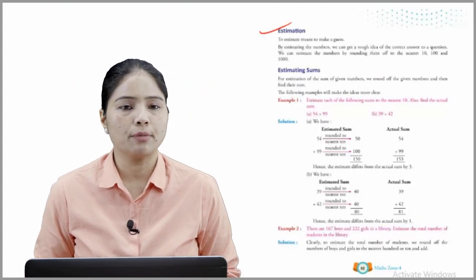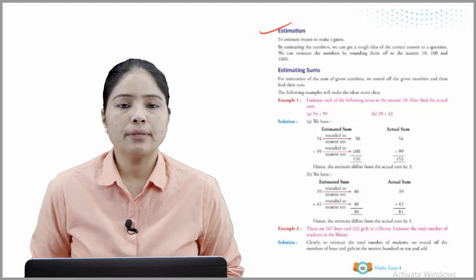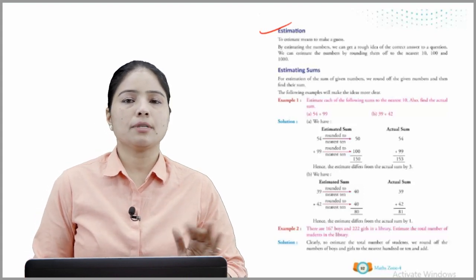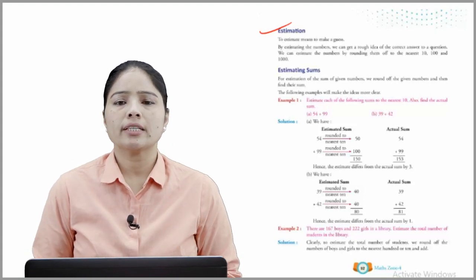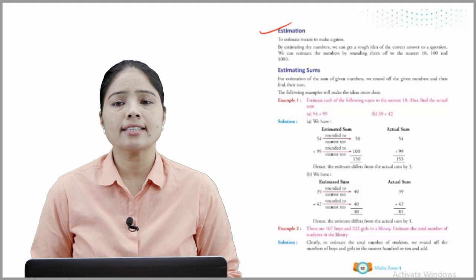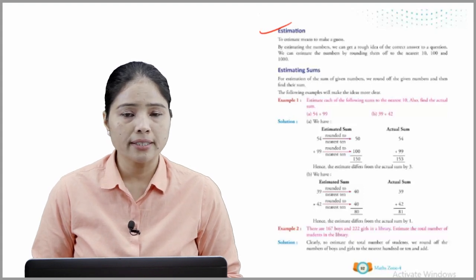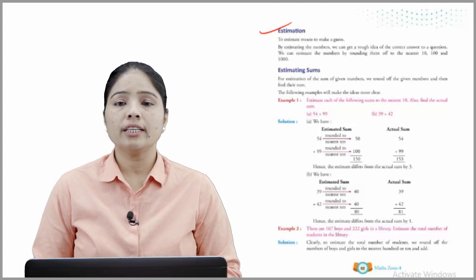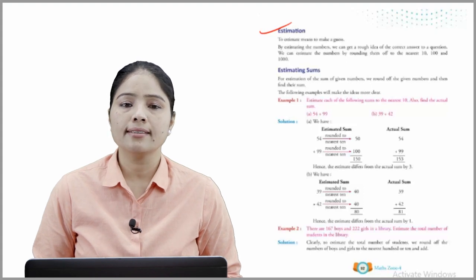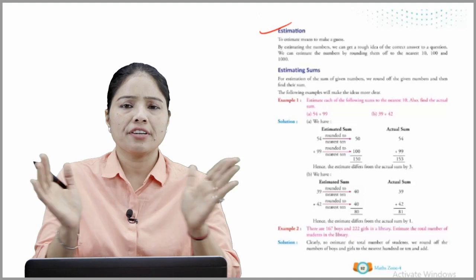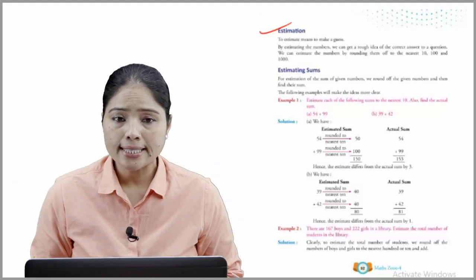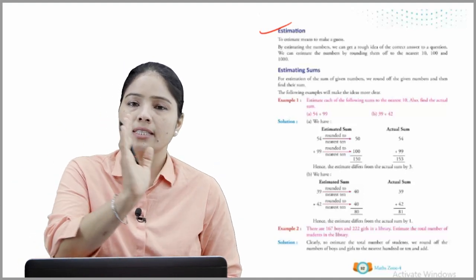So now move on to estimations. To estimate means to make a guess. Okay. By estimating the numbers, we can get a rough idea of the correct answers to our questions. We can estimate the numbers by rounding them off to the nearest 10, 100 and 1000. Okay. This is how we find an estimation; it is just a rough idea. Now estimating sums. What are estimating sums? Let's see.